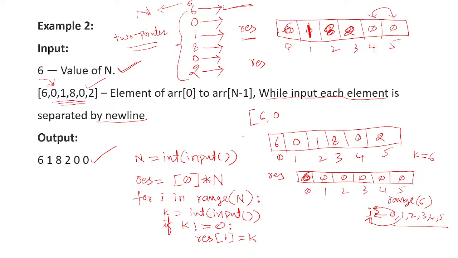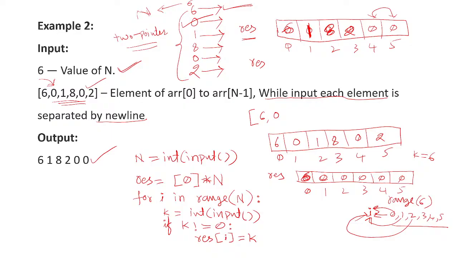Then it reads the next input, this number, and checks 0 not equal to 0. No, false, so it won't execute this. Again it goes, and the i value gets 2 here. So what is happening here? The i value is incrementing, so the index is incrementing.